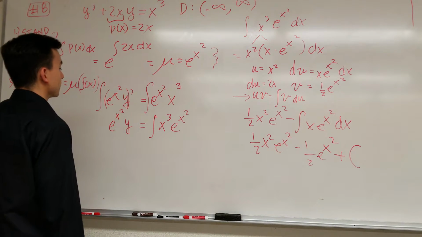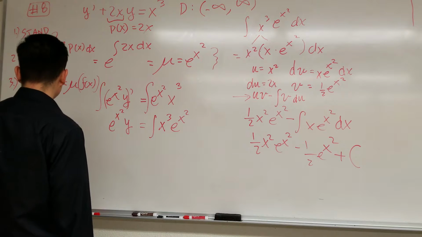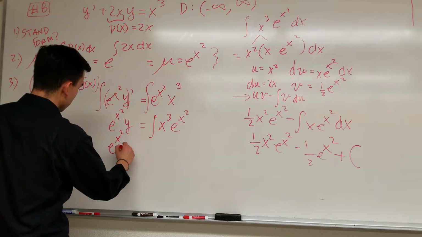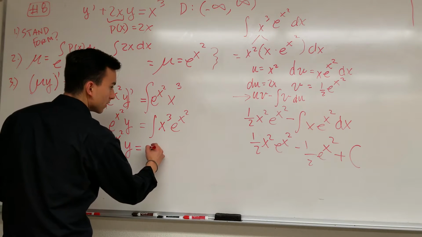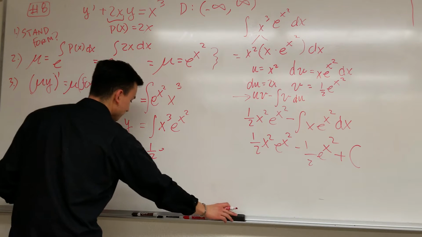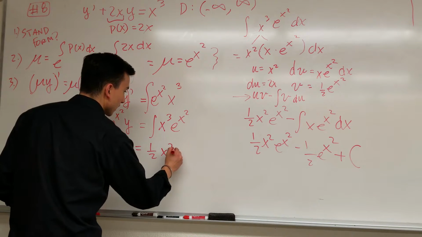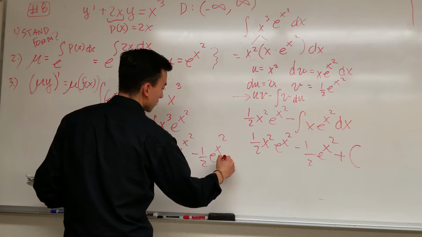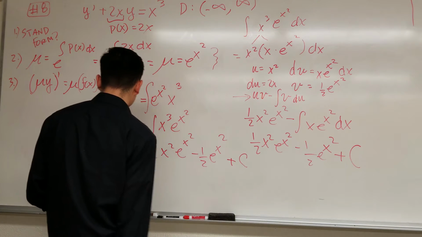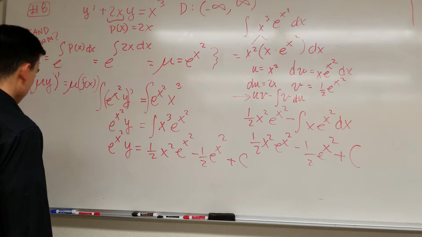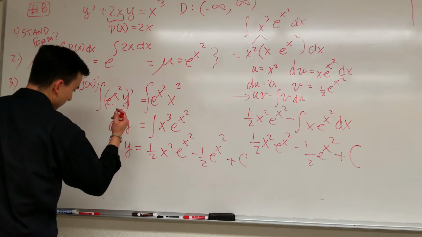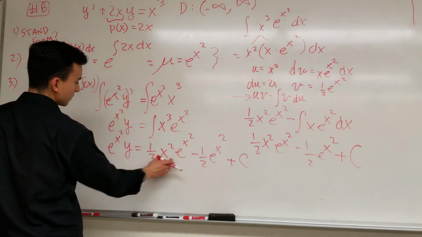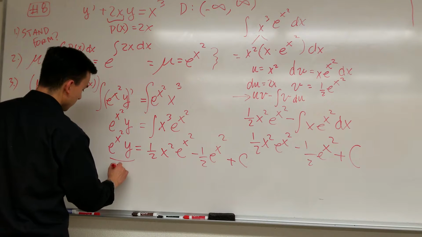So now we have e to the x squared y is equal to 1/2 x squared e to the x squared minus 1/2 e to the x squared plus c. Well, that e to the x squared doesn't look good. And I notice that these two terms have it, so I'm going to go ahead and divide that out.